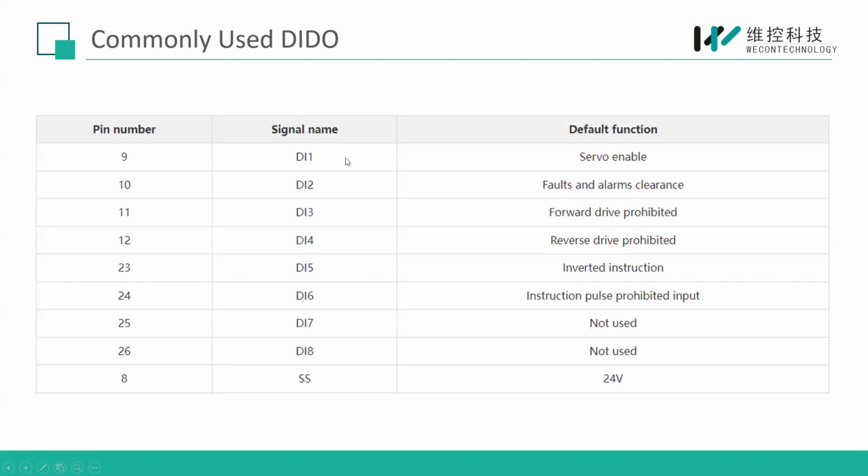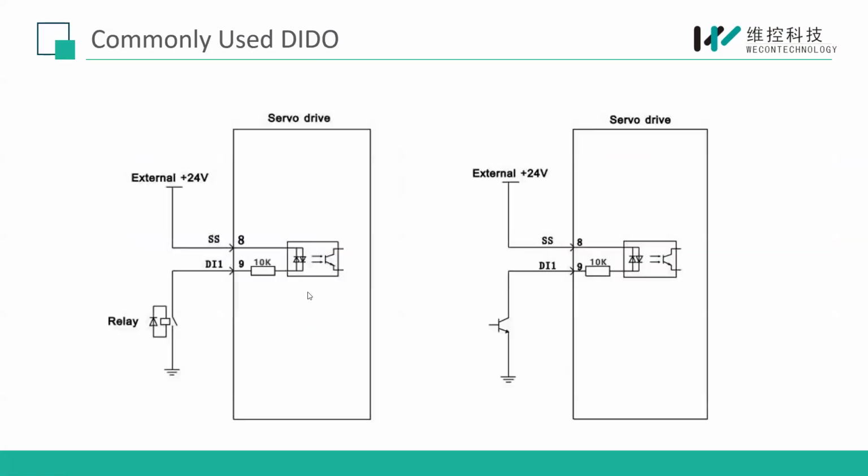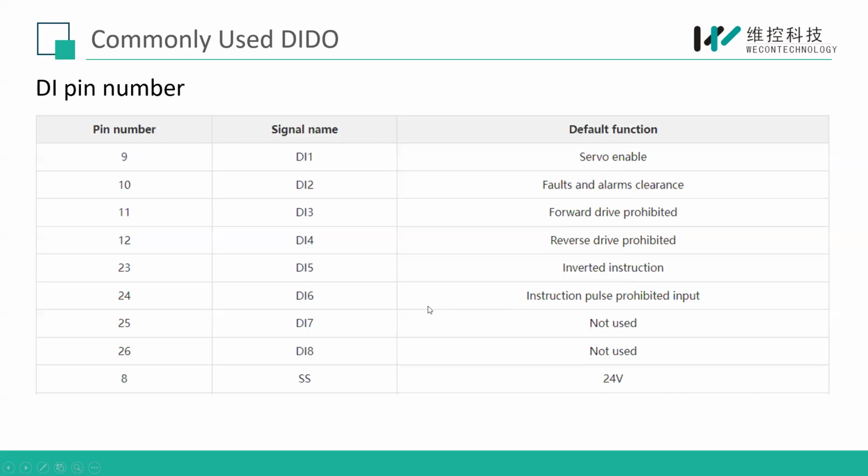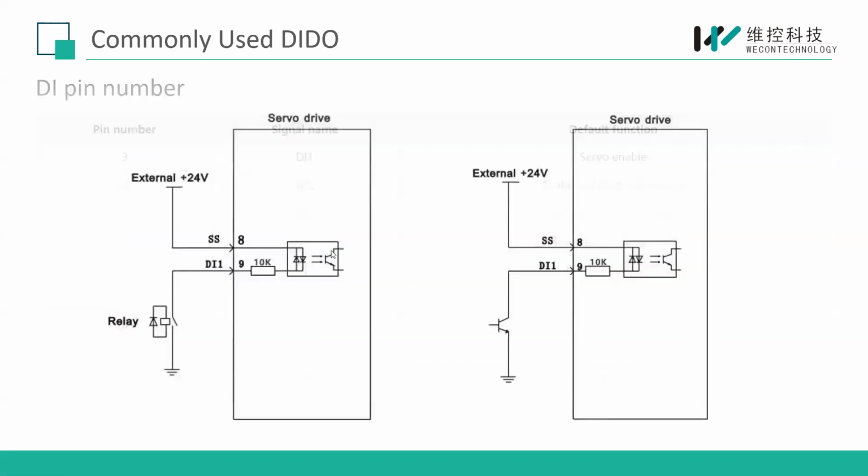Pin number and its default function. You can see for the VD2 series, we have 8 DI inputs, and for each DI, we can select a different function.